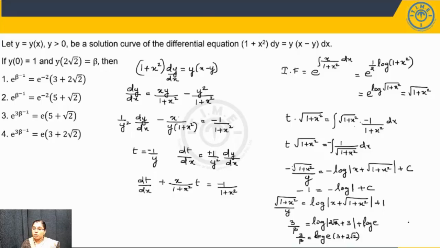So taking e to the power on both sides, what we get is e^(3/β) = e(3 + 2√2). So the required answer is option 4.